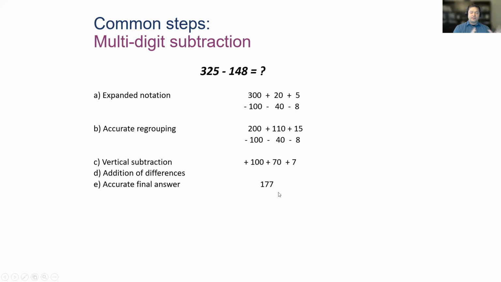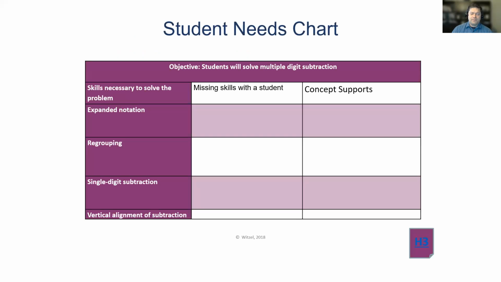So these are the steps that he came up with. When you're coming up with yours in the near future, think about the steps that you will take. But these are his 5 steps. Why is that important? Well, because he's going to set up a student needs chart.